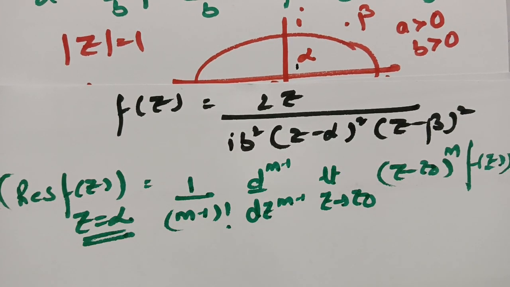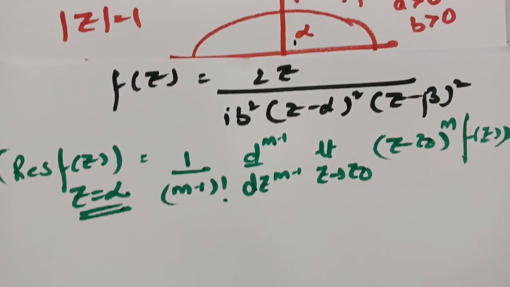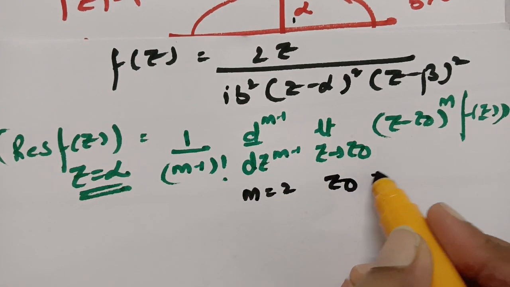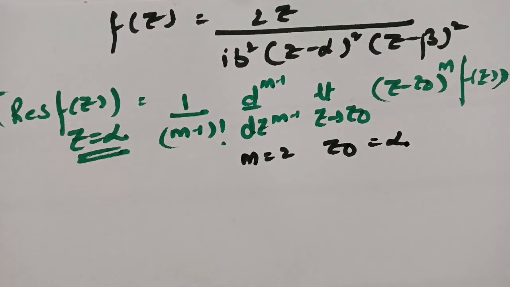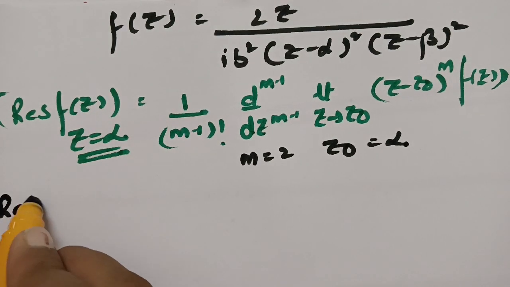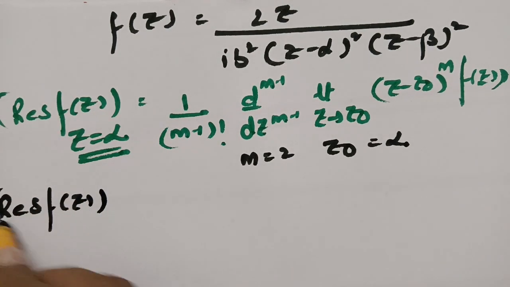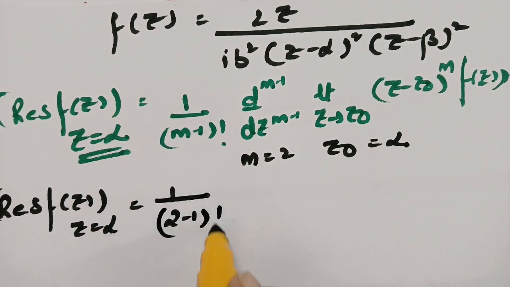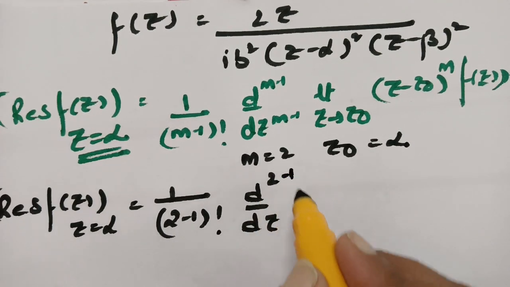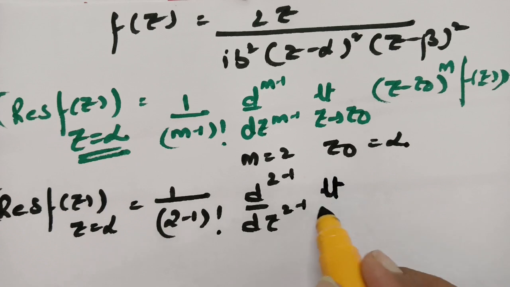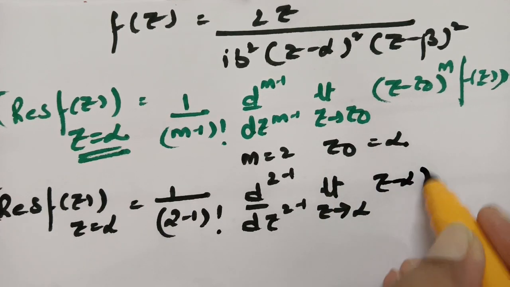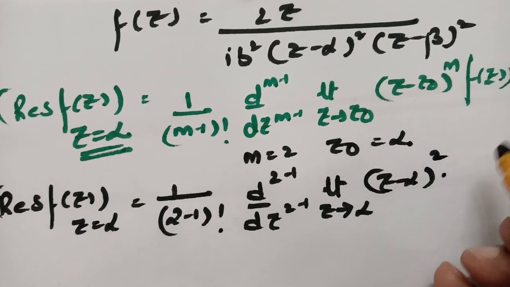Here our m is the order value. m is equal to 2, the order is 2, and z naught, the pole value, is equal to alpha. So if I substitute here, the residue of f of z at z equal to alpha is nothing but 1 by (2 minus 1) factorial into d by dz power (2 minus 1) into limit z tends to alpha, where z naught is alpha, of (z minus alpha) power 2 into f of z.